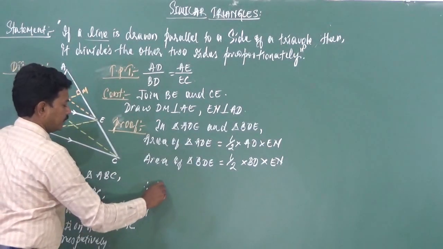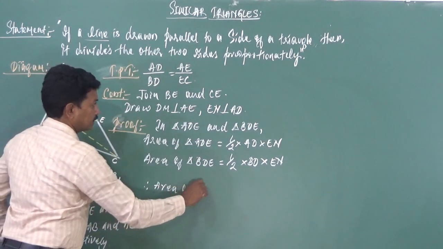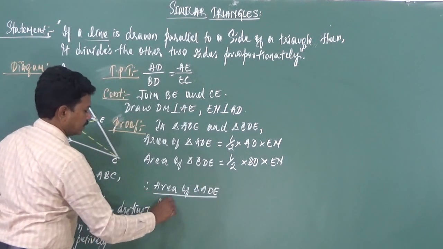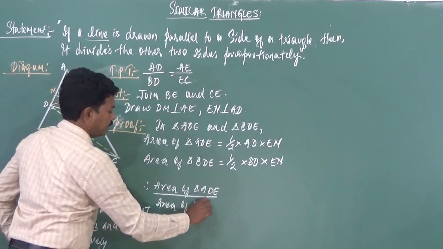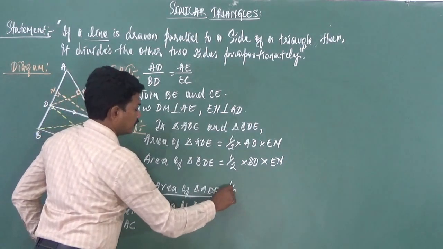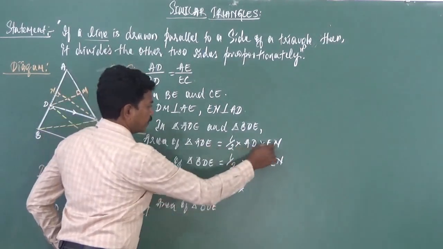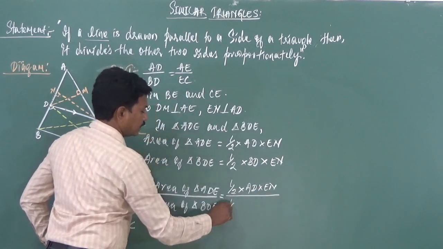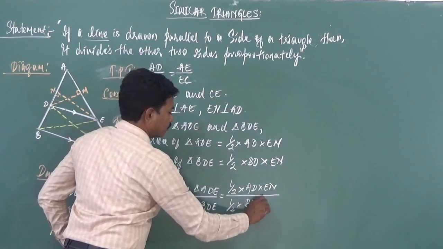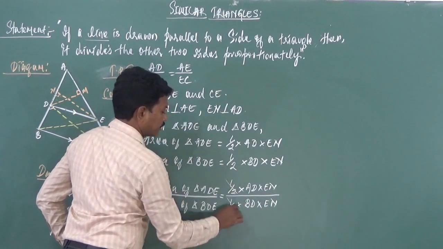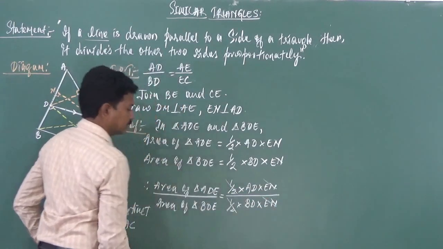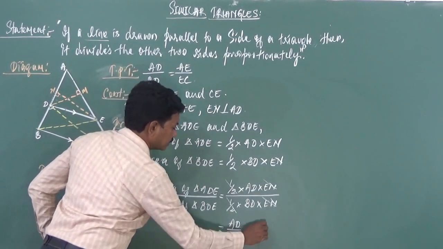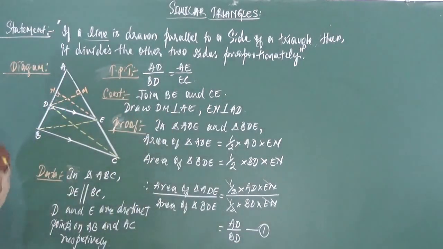So therefore, area of triangle ADE by area of triangle BDE is equal to half into AD into EN divided by half into BD into EN. So here, half and half constants cancel, EN and EN cancel, so you are left with AD by BD. Let us take it as equation 1.